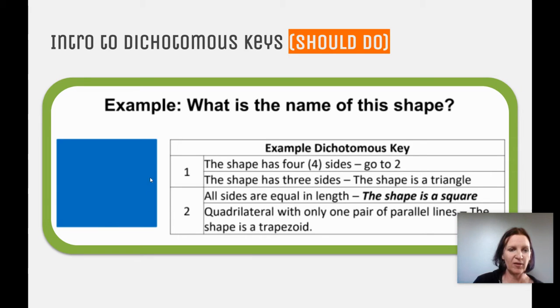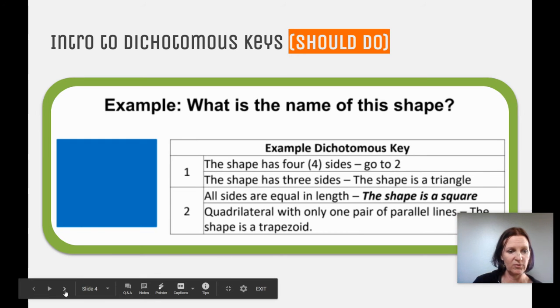So in this case, I can count 1, 2, 3, 4. So the shape has four sides, so I'm going to go to number two. For number two, I have two choices: all sides are equal in length, or it's a quadrilateral with only one pair of parallel lines. I can see that every side is equal in length, so therefore, I know the shape is a square. So I keep moving through my dichotomous key until I have identified whatever it is I'm trying to identify.